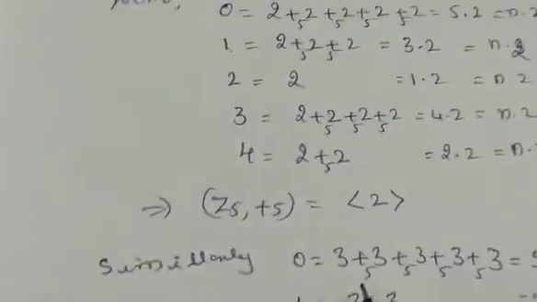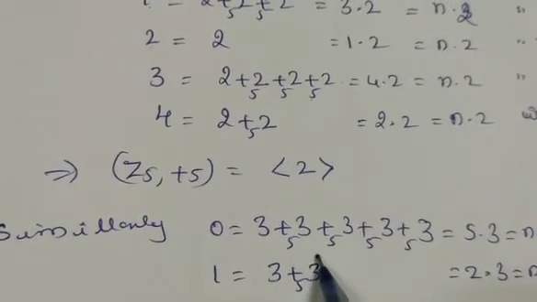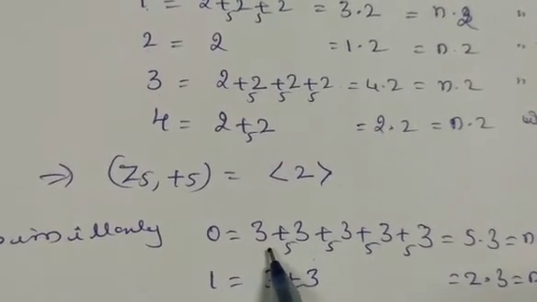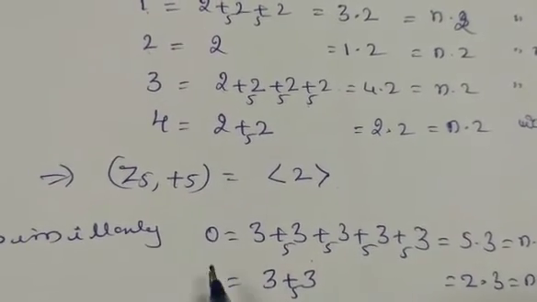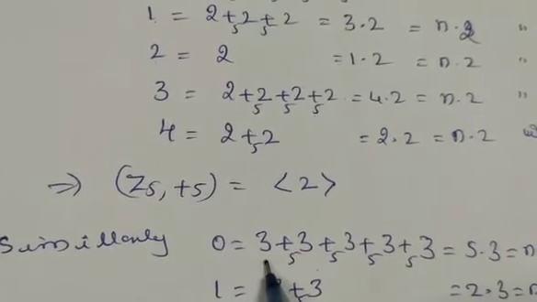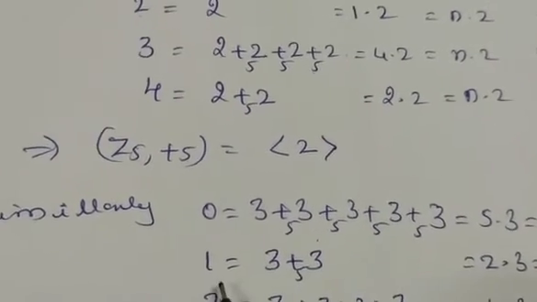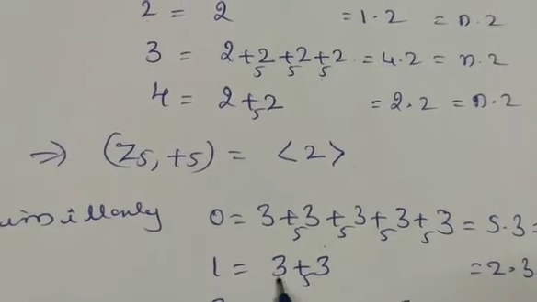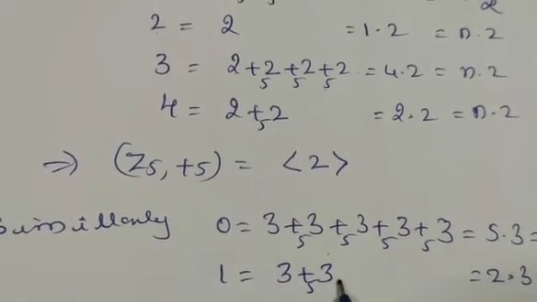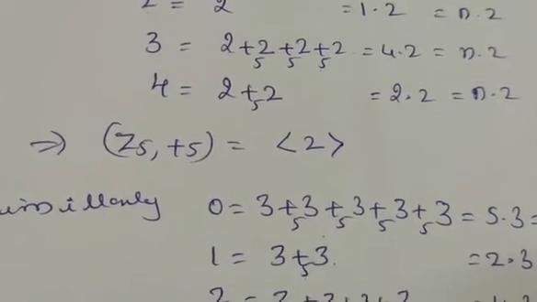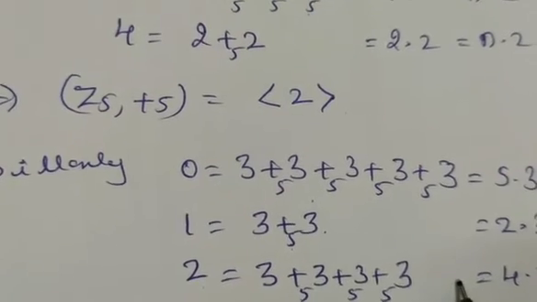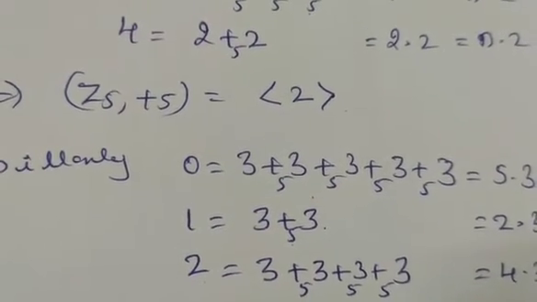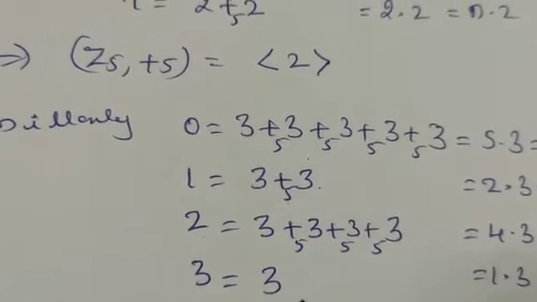Similarly, the next non-zero element is 3. Can we express 0 in terms of 3? If we add 3 five times it is 15. 15 divided by 5 gives the remainder 0. So 0 can be taken as 3 plus 3 plus 3 plus 3 plus 3, 5 times. Next, 1 is nothing but 3 plus 3 under addition mod 5. 3 plus 3 gives 6, and 6 divided by 5 gives the remainder 1. Similarly 2 is 3 plus 3 plus 3 plus 3, 4 times. 3 fours are 12, divided by 5 gives the remainder 2. Next is 3, which is 3 only.